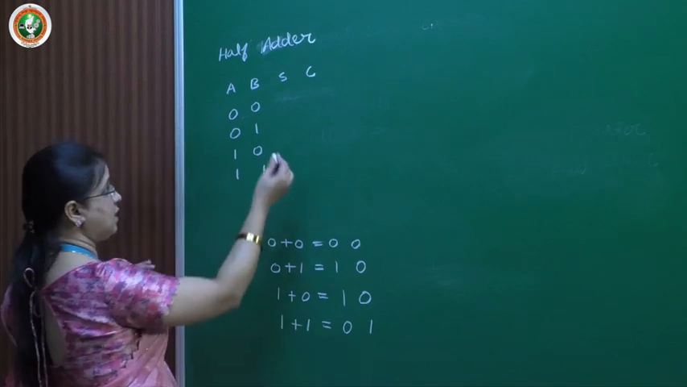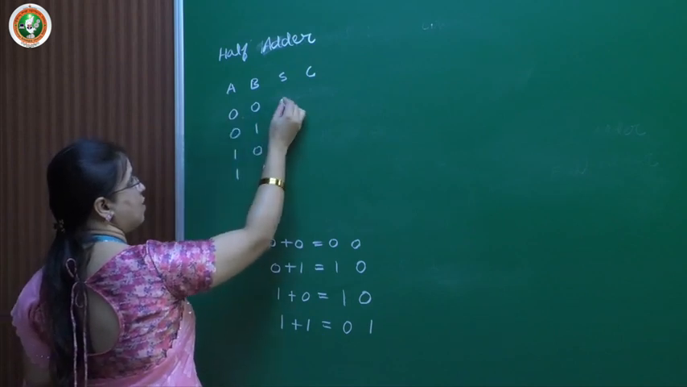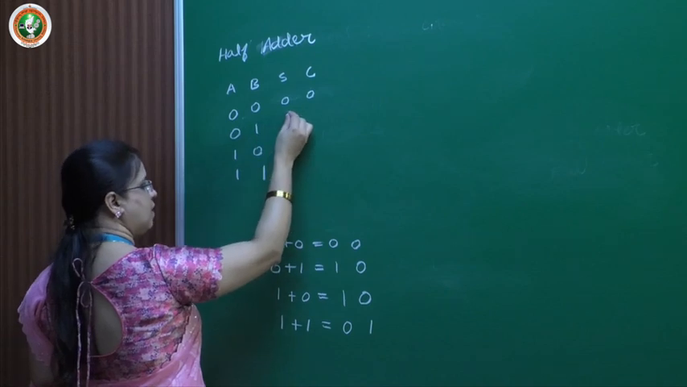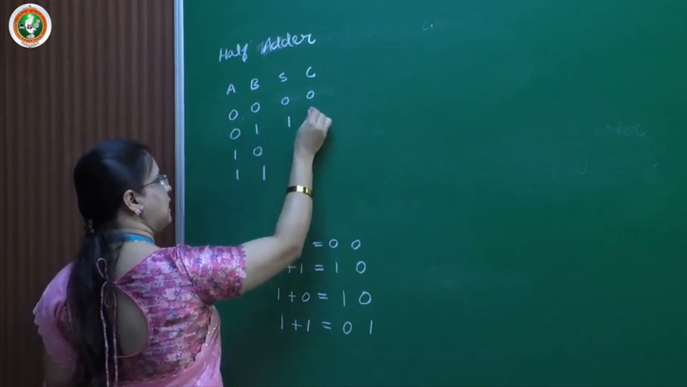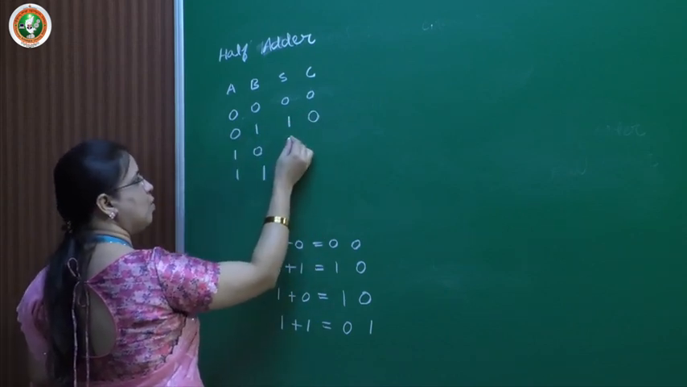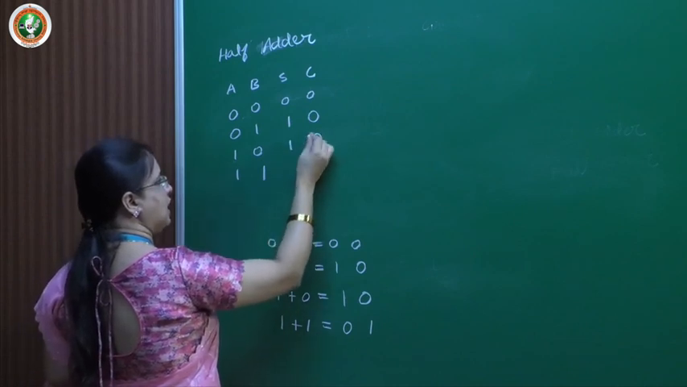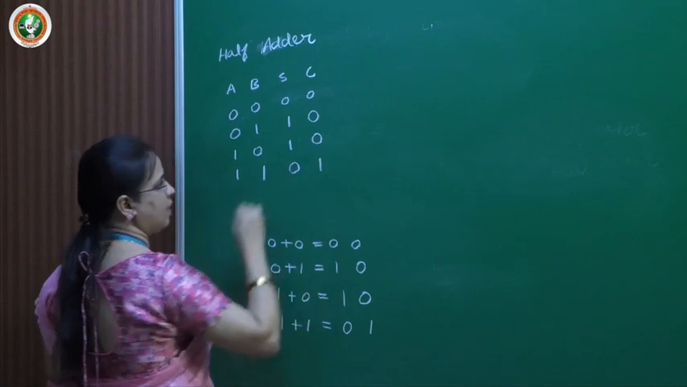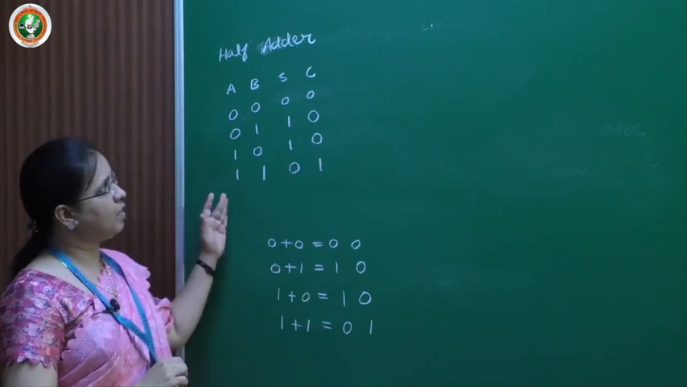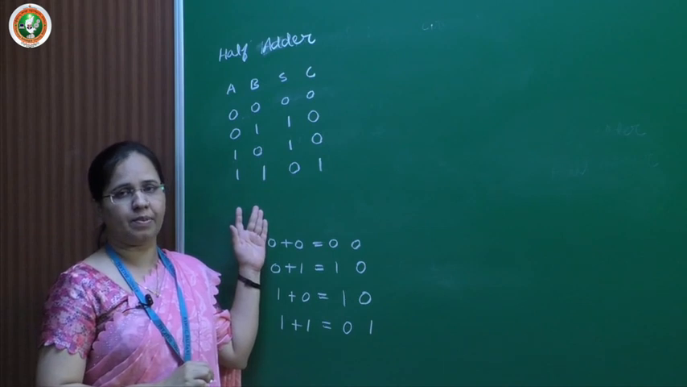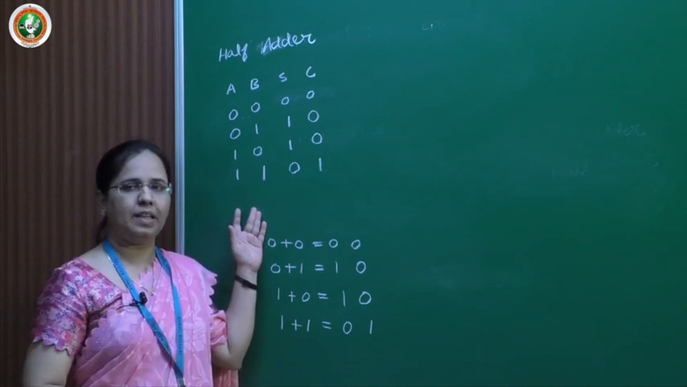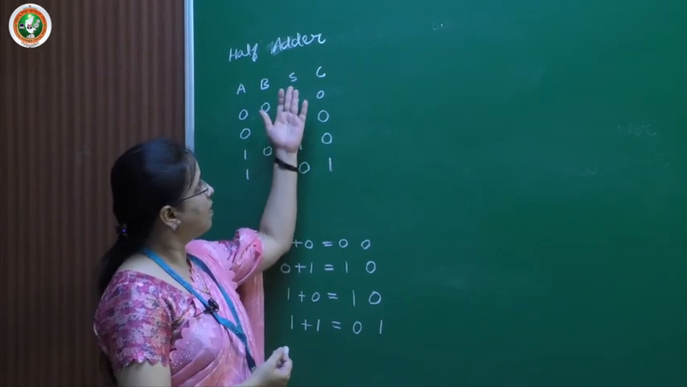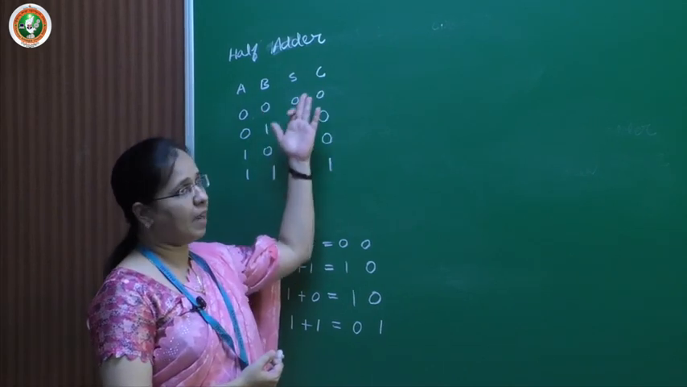So let us fill this truth table. 0 0, sum is 0, carry is 0. 0 1, sum is 1, carry is 0. 1 0, sum is 1, carry is 0. 1 1, sum is 0, carry is 1. Once our truth table is ready, the next step is to obtain the simplified Boolean expression for the output variables sum and carry.